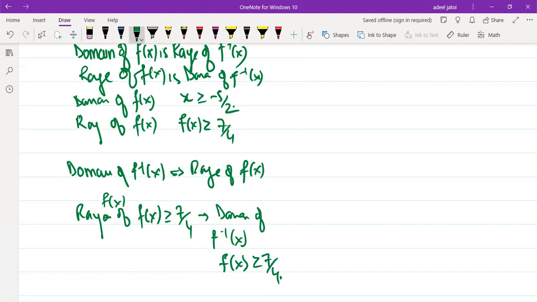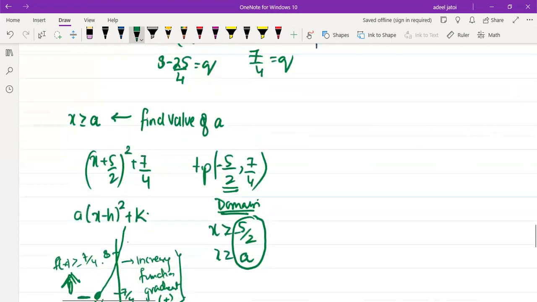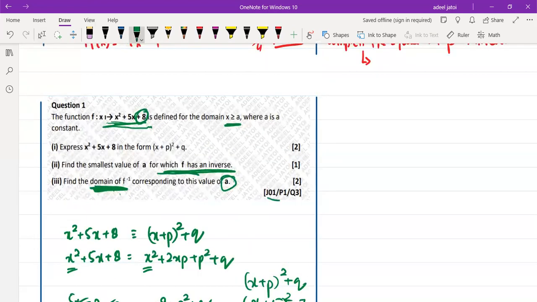As I said, the domain of f(x) is basically the range of f inverse of x, and the range of f(x) is basically the domain of f inverse of x. Because whenever we do the inverse, it is a reflection in the line y equals x, and whenever there is a reflection in y equals x, the coordinates always interchange. This question was based on June 2001 paper 1 question number 3.